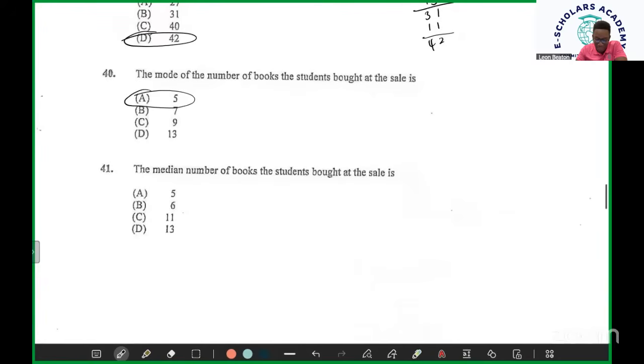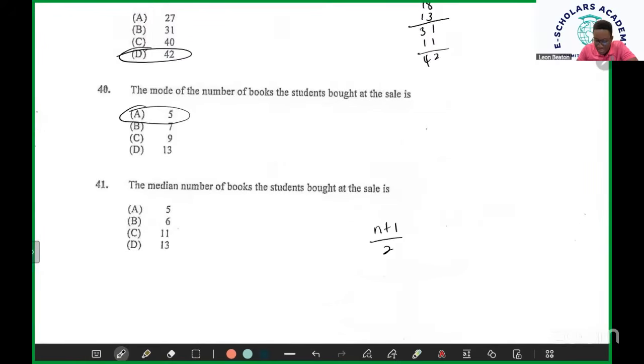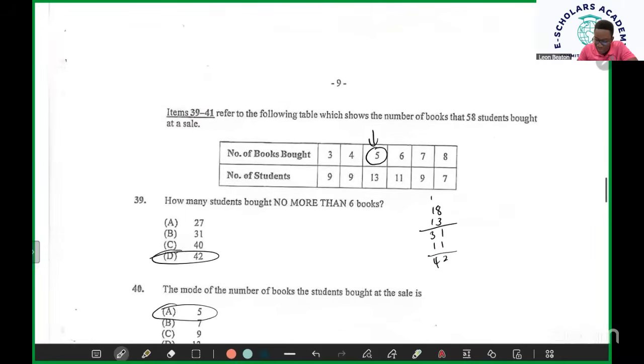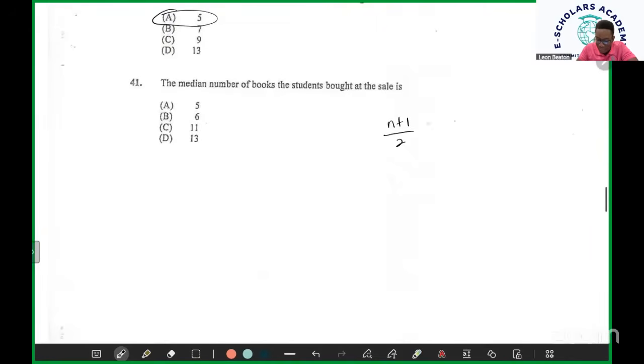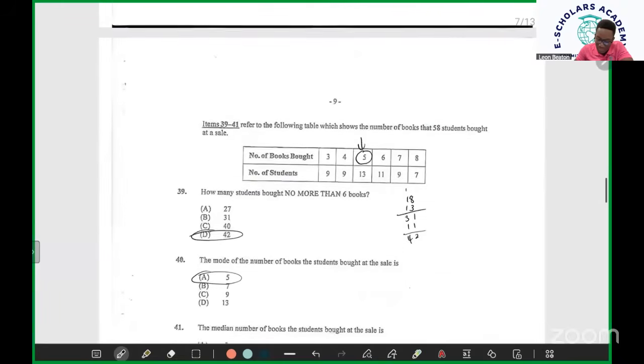The median number of books bought at the sale. So the median is n plus 1 divided by 2, where n is the total number that we got. We got 58 students. I think we worked this the other night. So 58 plus 1 is 59. 59 divided by 2 is 29.5. This is basically telling us the median is found between the 30th person and the 31st person. So we have to find where the 30th person and the 31st are and add those two together.